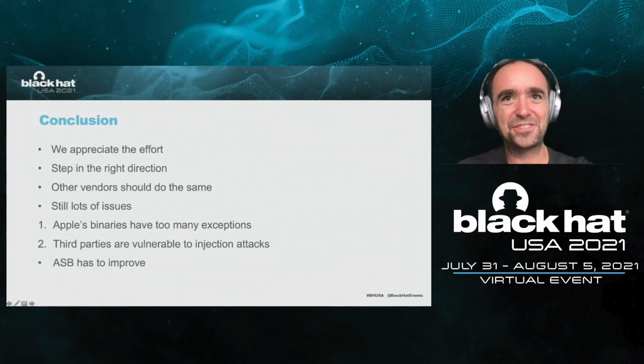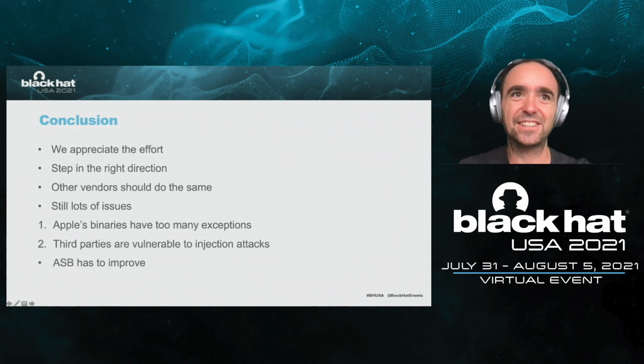Now, probably one of the major issues is that too many Apple binaries have exceptions to access private data, which opens up the road for abuses. The other big issue is that many third-party applications, especially Electron applications, are vulnerable to injection attacks. If those applications have access to private resources, then any attacker can access those private resources. And the ASB program has to improve.